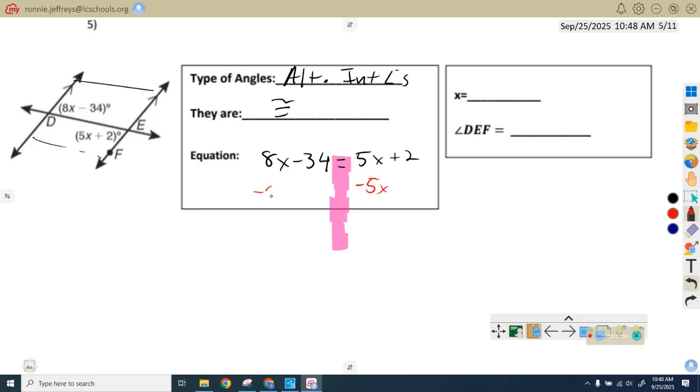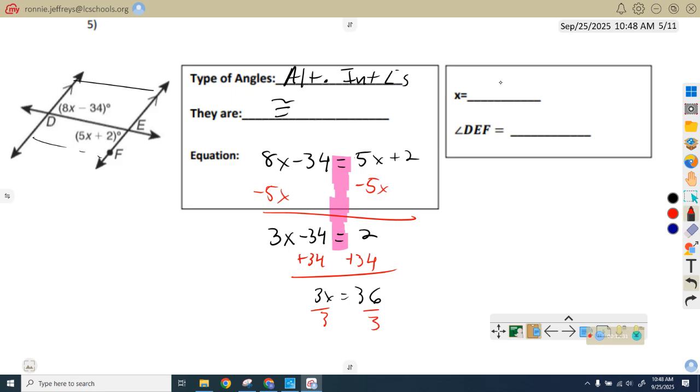So 5x equals 3x minus 34 plus 2, plus 34, plus 34. 3x equals 36. All right, so x is 12. DEF, so DEF. Okay, so this is 5 times 12 plus 2, which would be 62 degrees. And that's our lesson for today. Good stuff, good things. Roll Tide.